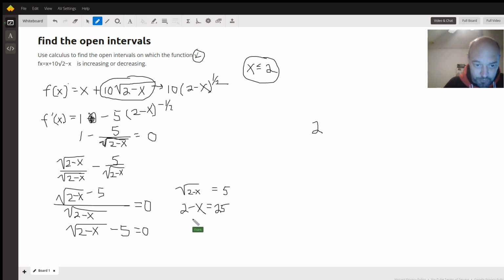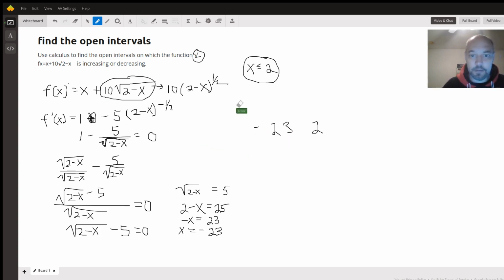I will subtract 2 from both sides. Negative x equals 23. And multiply both sides by negative 1. X equals negative 23. So that's another critical point. At x is negative 23, the derivative is 0.